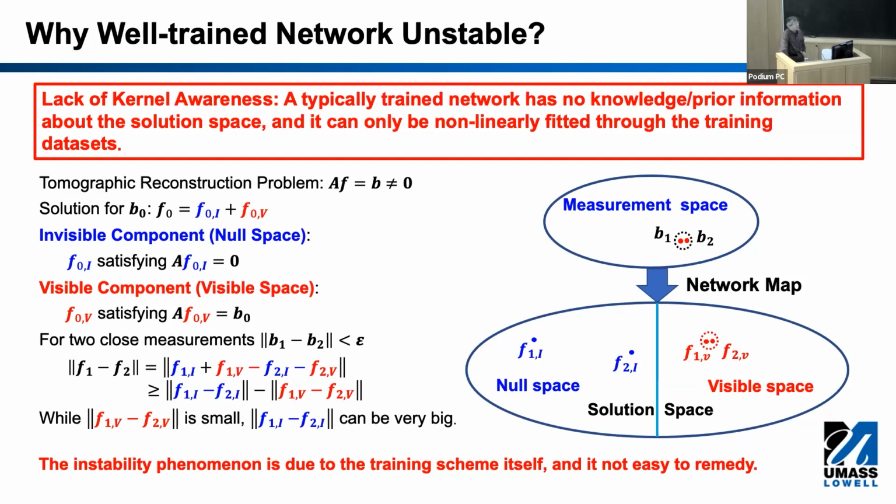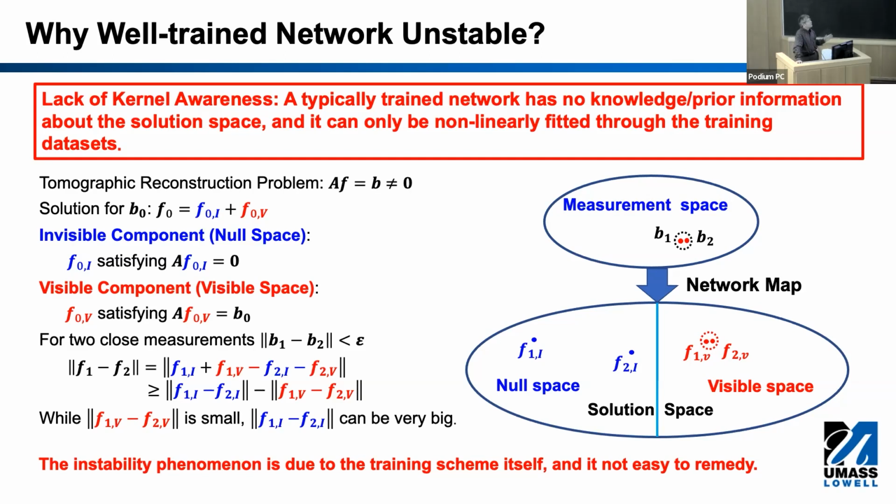Meanwhile, we have the second component, which we call the visible component. The visible component is in the visible space, so basically A f0V equals b0. What we reconstruct may be just the visible component. We usually cannot reconstruct the invisible component.